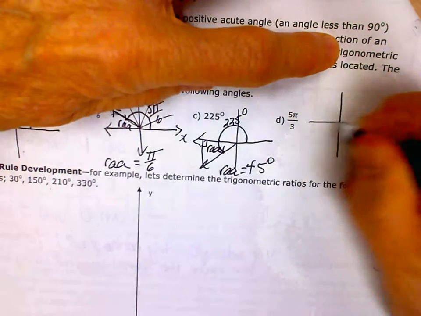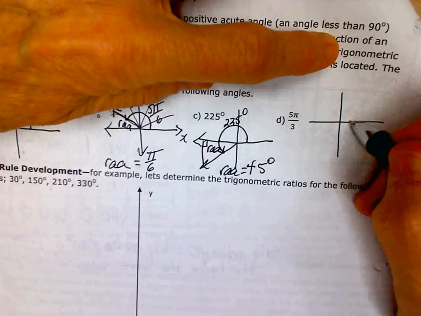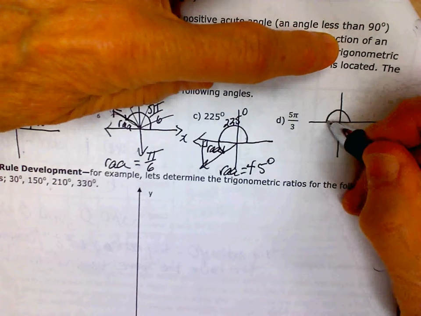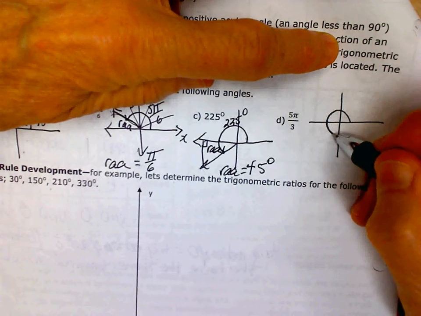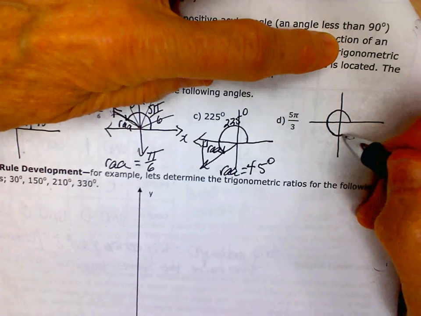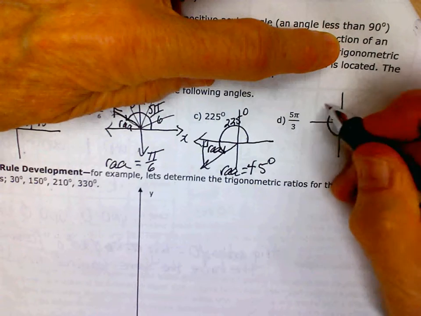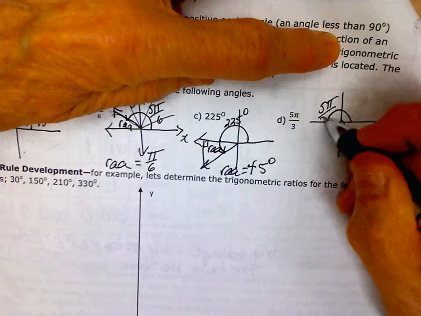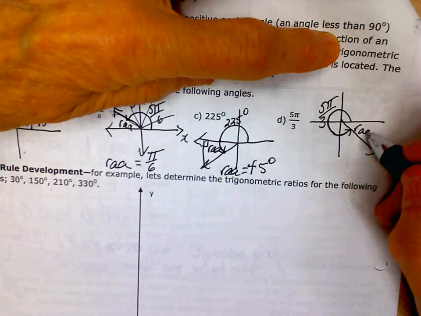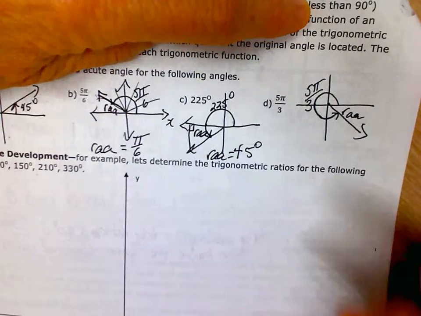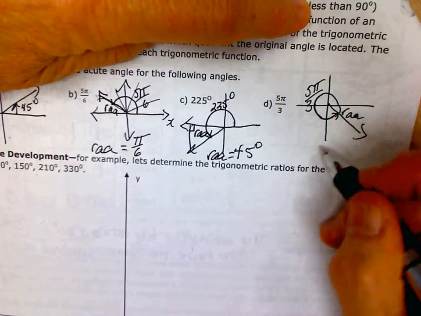5 pi by 3. Okay. This is 3 pi by 3, 4 pi by 3, 5 pi by 3. So now our related acute angle is here. Can anyone tell me what the related acute angle is?